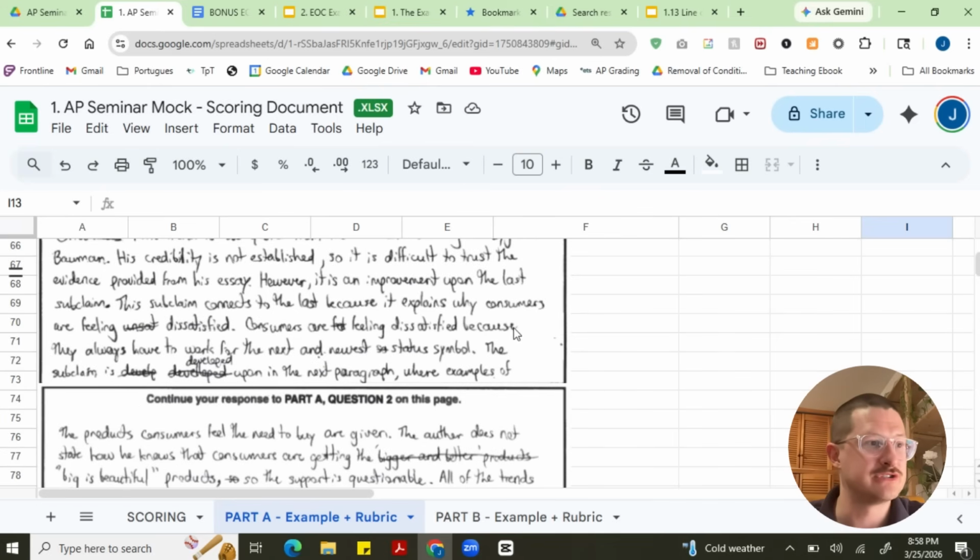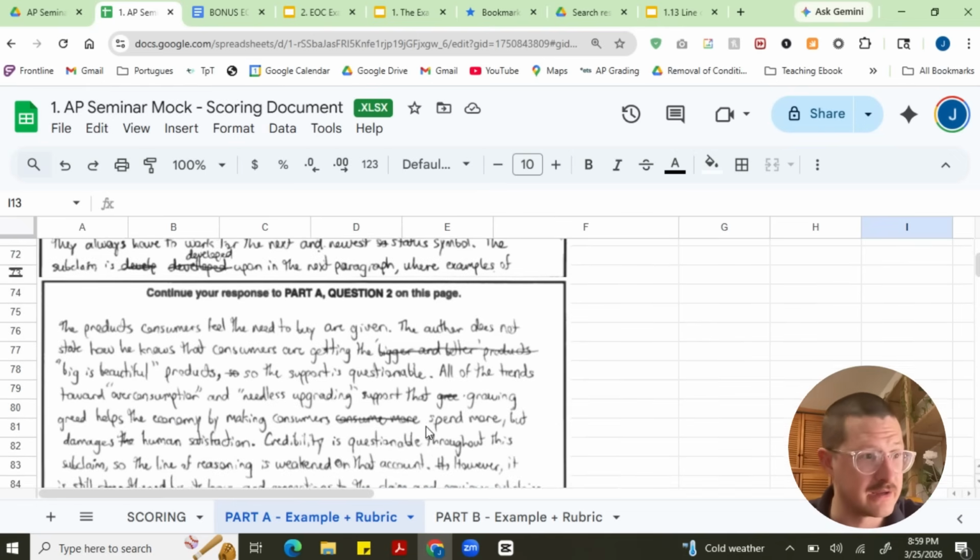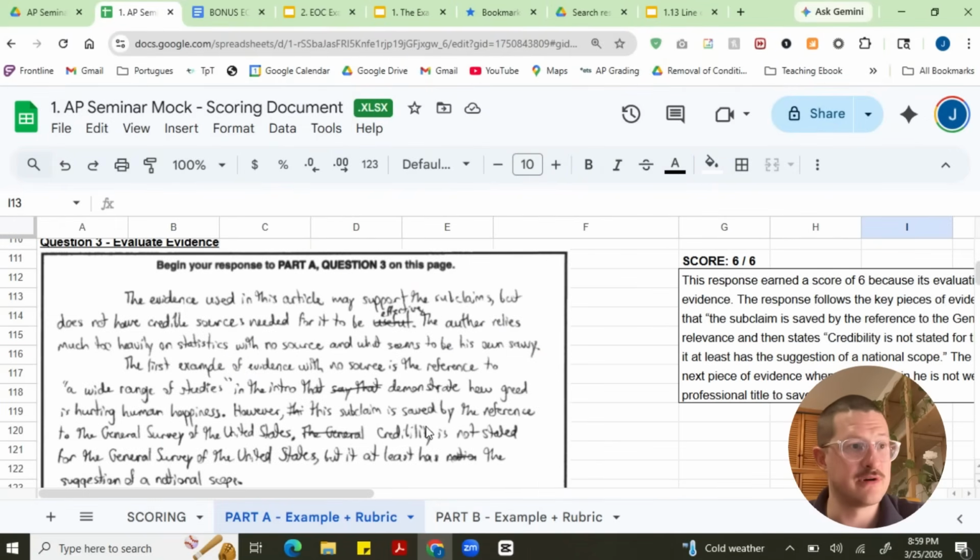And I'm going to just go down here again. It says the subclaim is developed in the next paragraph where examples are given. Notice they keep saying claim, subclaim. They're directly talking about what to do. Now, if you want to read the rest of this, I also have a link to this PDF that I've been using as I talk through this. Please do so.